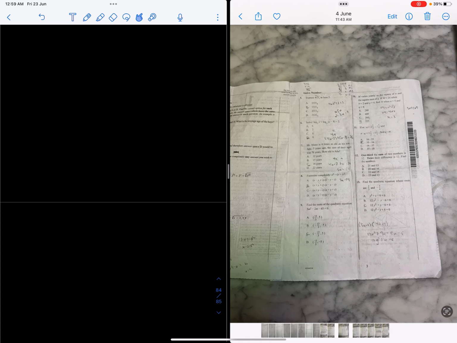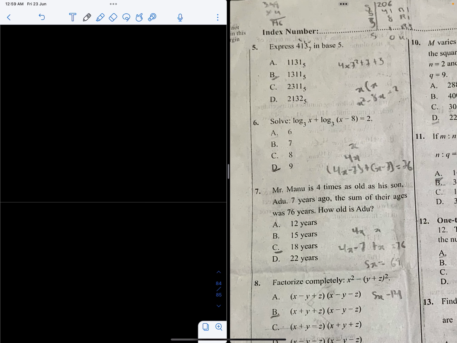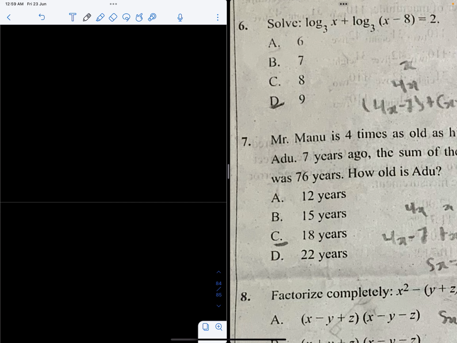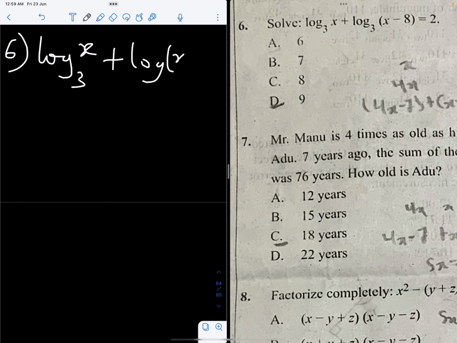Straight to number six. Number six, solve log x base 3 plus log x minus 8 base 3 equals 2.